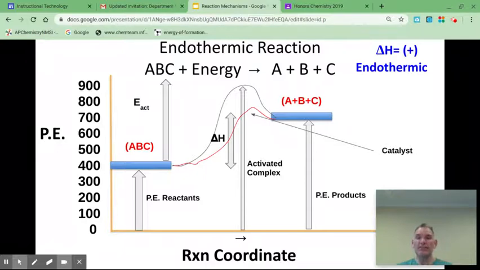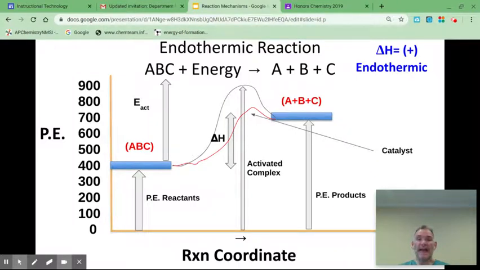Sometimes they might ask you in a question to draw the catalyst when the activation energy is lowered to a certain amount. In this case, my activation energy probably went to about 750. So my new activation energy wouldn't be 500, it would be 250. Again, just a question that could be asked based on our diagram.